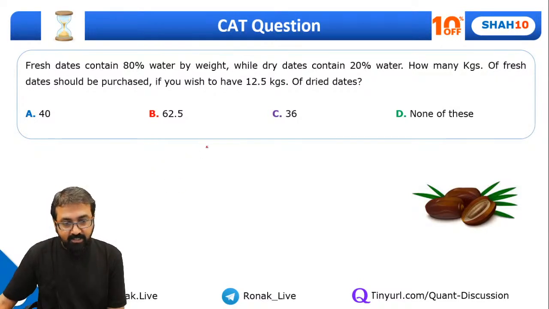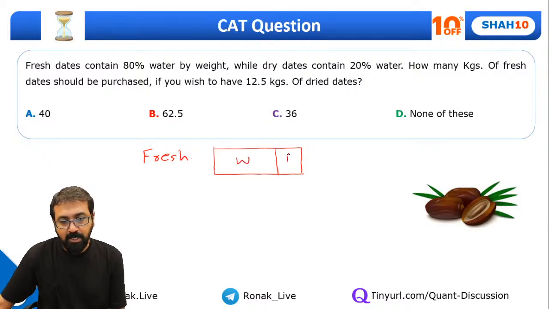In fresh dates, 80% is water, so the remaining 20% is the solid content. So these are the fresh dates. This is water, this is pulp. Pulp means the solid content. Water, of course, is water.